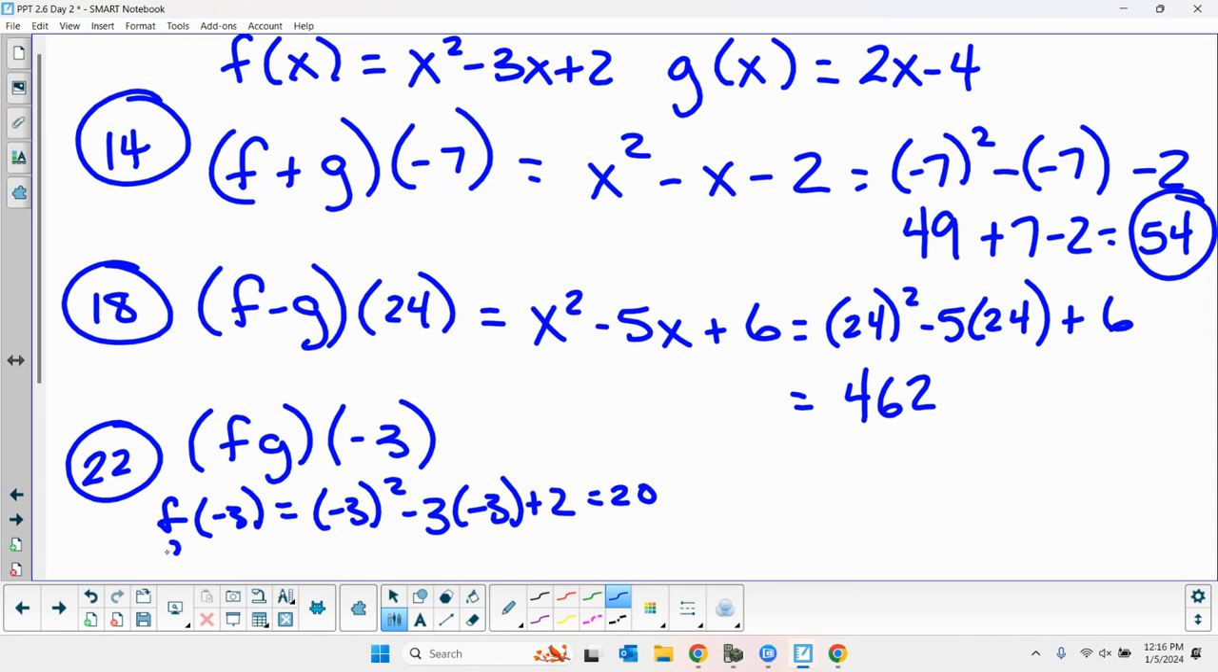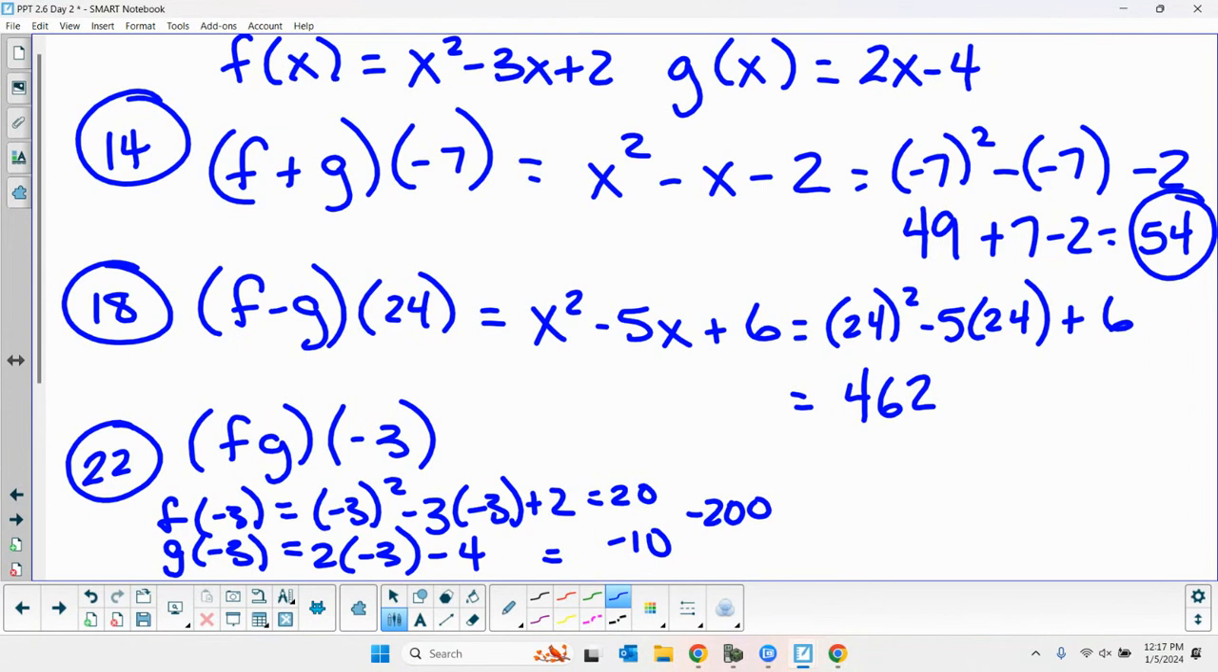And then g of negative 3 is 2 times negative 3 minus 4, which is negative 6 minus 4. That equals negative 10. So what's 20 times negative 10? Negative 200. So that's easier that way, don't you guys think? Any questions on that? London, you see what I'm doing there? Yeah. Okay. But it's not wrong if you foil them first, whatever, and then plug in.